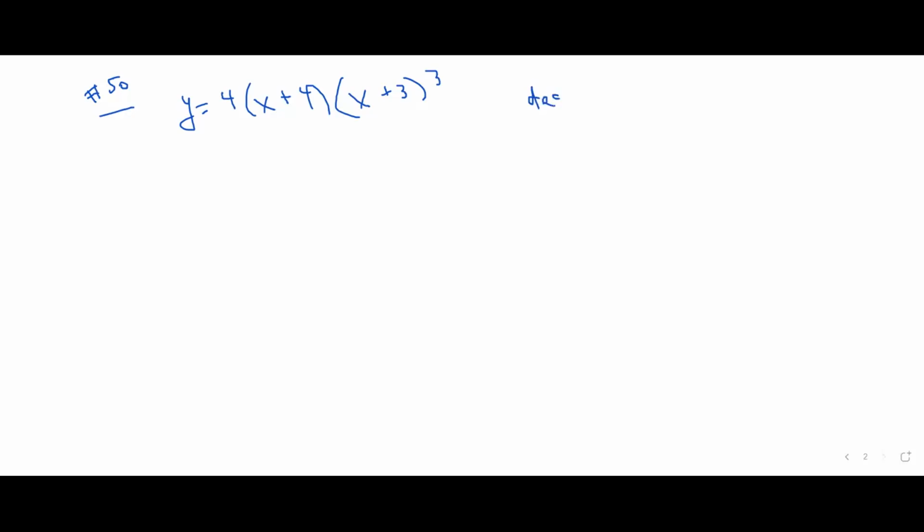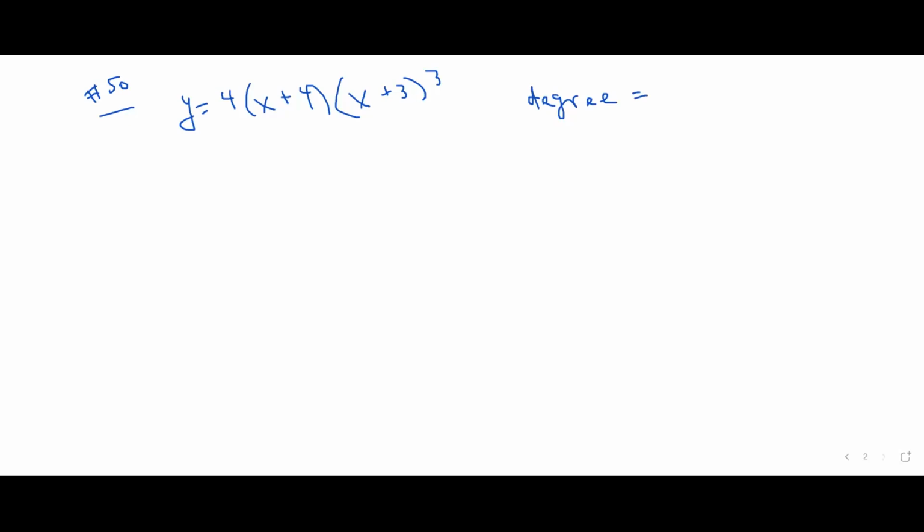So how about the next one, exercise number 50, that says, graph, I will write it as y, which is the same as 4 multiplied with x plus 4 and x plus 3 in the parentheses cubed. Okay, so I'm going to think about the degree of this polynomial function again. So what do you think the degree is?